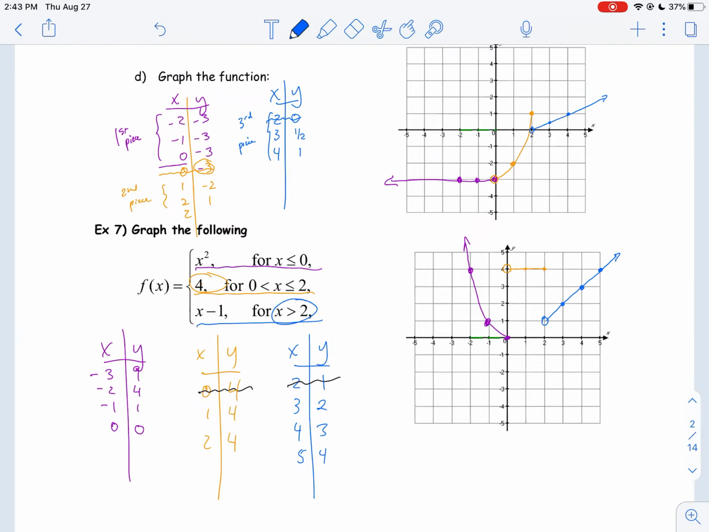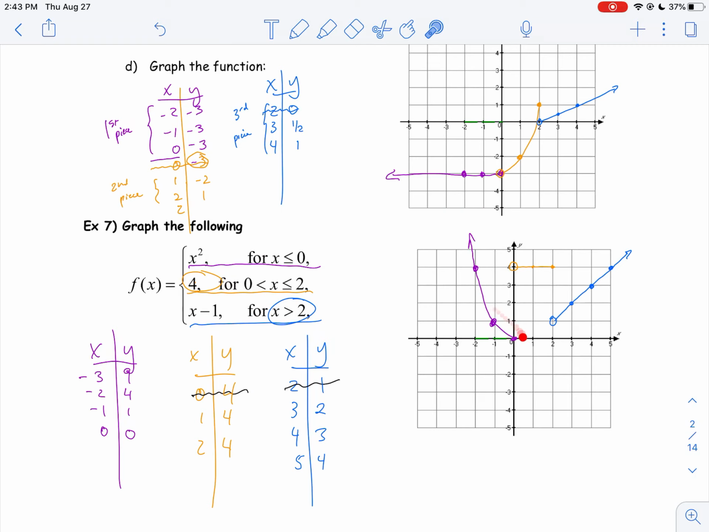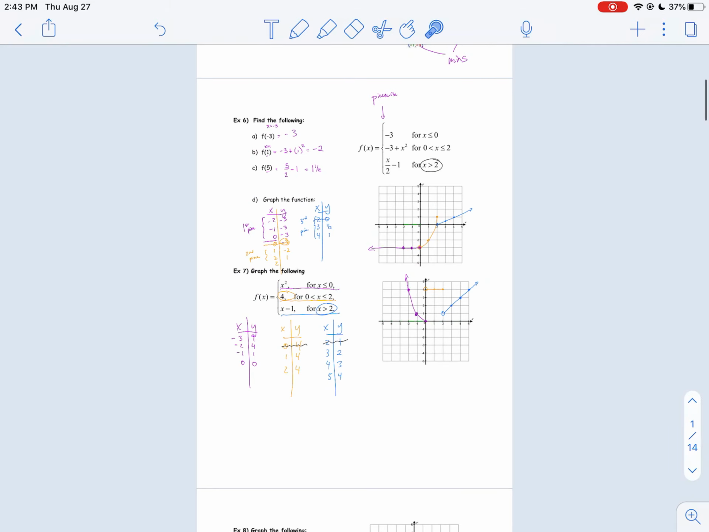And so this piecewise function, you could see, has 3 pieces. And it matches, right? x squared, that's going to be a parabola. y equals 4, going to be a line. And x minus 1. If I wanted to, I could graph this with a y-intercept of negative 1 and a slope up 1 over 1. Do you see that? Alright, so those are piecewise functions.